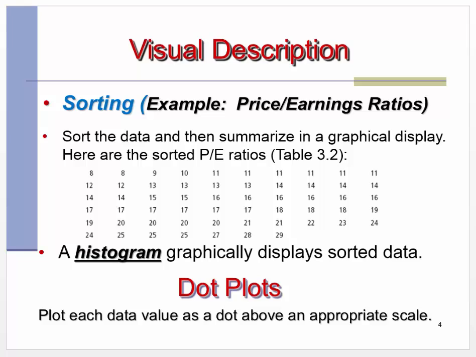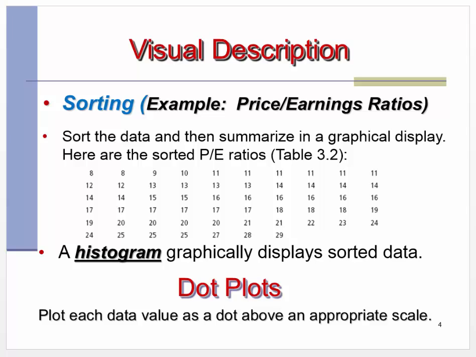Let's start with the visual description of data by using dot plots. First, we need to sort data. For example, on slide number 4, this is the price-earnings ratio of some companies. In case you're not familiar with that, the P/E ratio, or price-earnings ratio, is the stock price of a company divided by its annual earnings or net profits. We first need to sort the data and then summarize it in a graphical display.